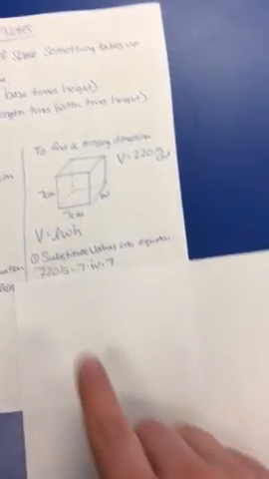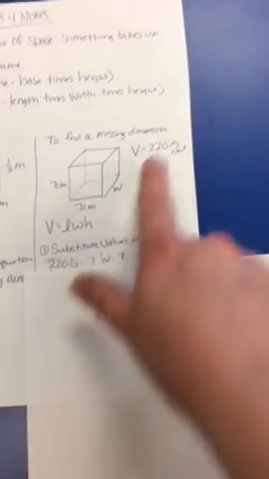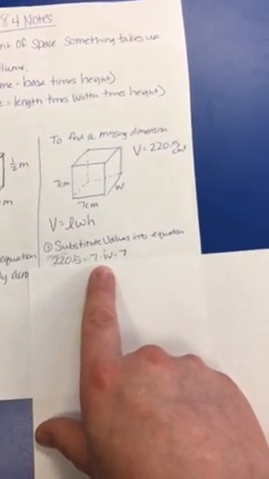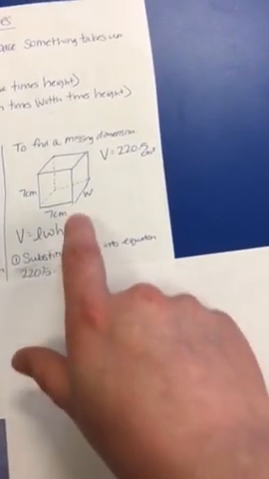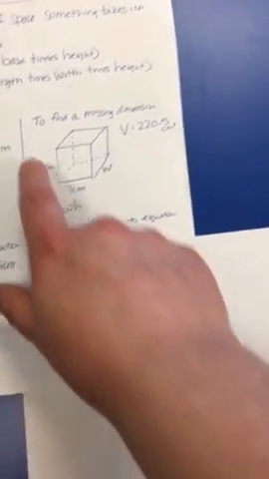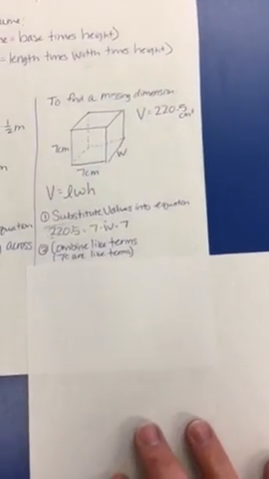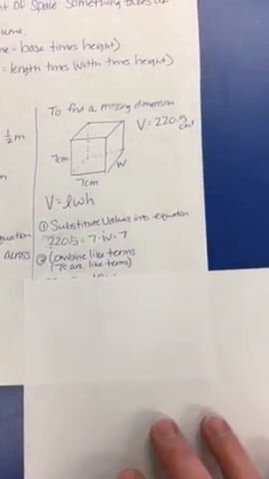Our first step stays the same. We substitute values into the equation. So we take our volume, 220.5, equals the length, 7, times the width, which we don't know, then the height, which is 7. Then we're going to combine like terms. In this case, the 7s are like terms because they're not attached to a variable.